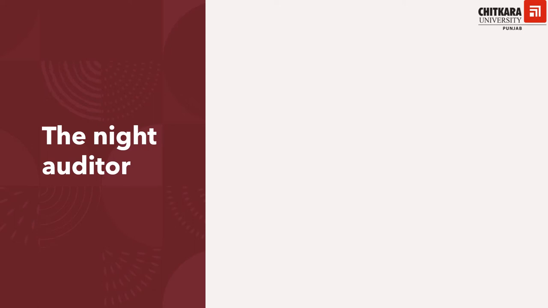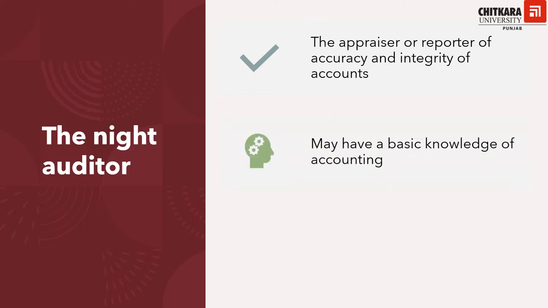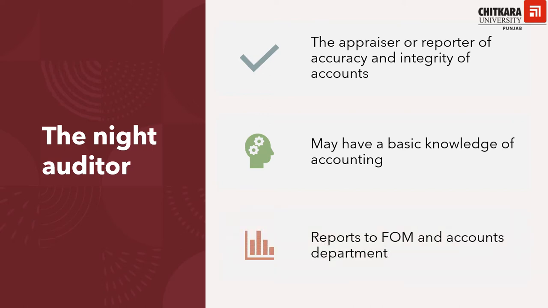Now, who's the night auditor? He is the appraiser or reporter of the account accuracy and integrity. That means he needs to check, correct, and report the account accuracy and integrity of accounts to his superiors. And we'll be seeing whom he reports to. Now, he may have a basic knowledge of accounting because he has to deal with accounts, may not have very thorough knowledge. However, if he has a thorough knowledge of bookkeeping, he will be very comfortable with his job. He reports to the front office manager and the accounts department, because he needs to deliver the reports of accounts to the main department also.